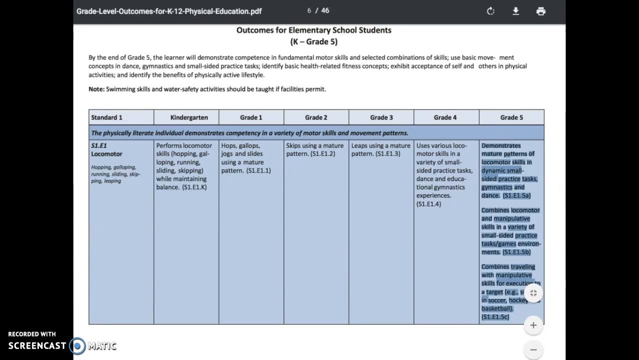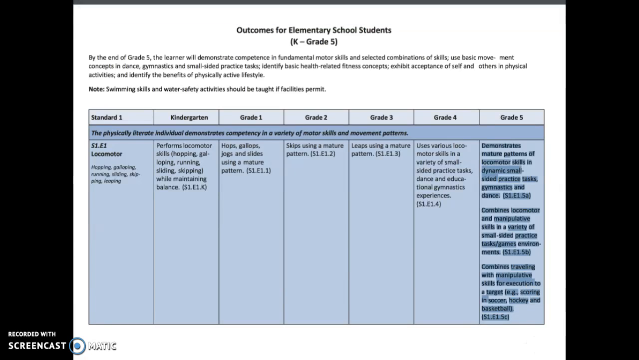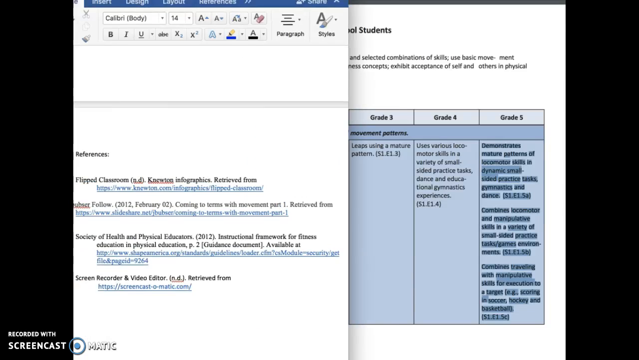In addition to my unit, here are the references I used to gather my information.